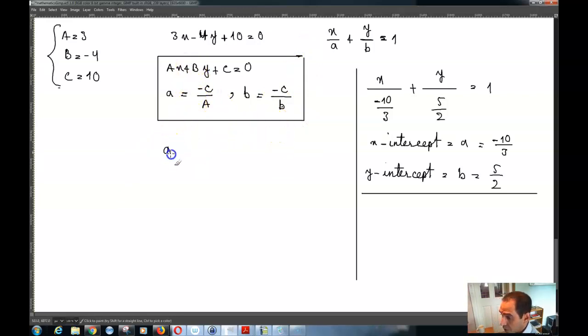So then your a is equal to negative c by a, so negative 10/3, and your b is equal to negative c by b. So that's negative 10 by negative 4, which is equal to 5/2. And you see that you have the same numbers that we got before.